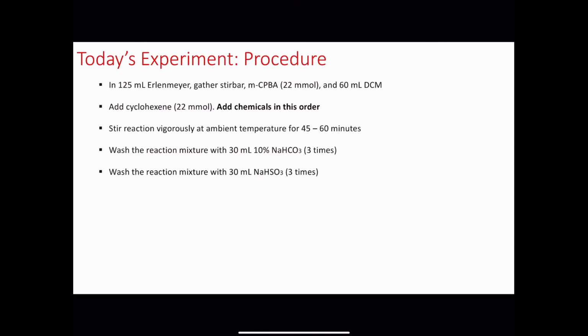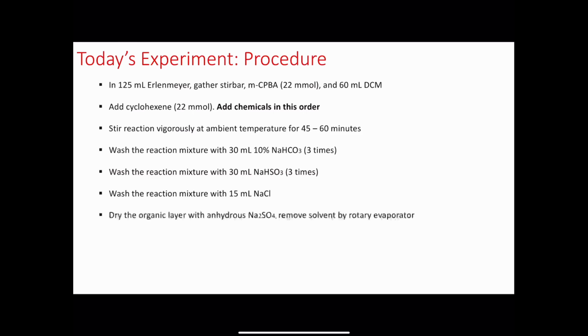Then you're gonna wash the reaction mixture with sodium bisulfite, again 3 times, to fully remove the unreacted MCPBA. Then wash the reaction mixture with sodium chloride to remove the inorganic impurities. Then dry the organic layer with anhydrous sodium sulfate. Then remove the solvent by rotovap. When you get the final product, you need to characterize the product using FTIR and proton NMR. And that's it for today's video.